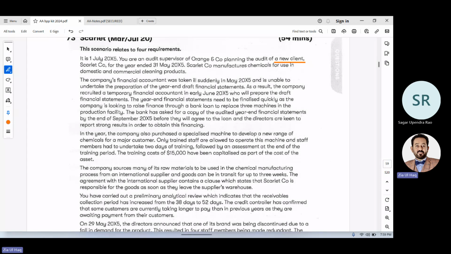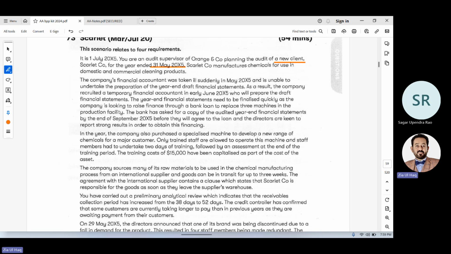For the year ended 31st May 20x5, always note the year end is 31st May 20x5. Scarlet Company manufactures chemicals, domestic and commercial cleaning products. The company's financial accountant was taken ill suddenly in May 20x5. In the last month of the year end, the financial accountant became ill and is unable to undertake the preparation of the year end draft financial statements.